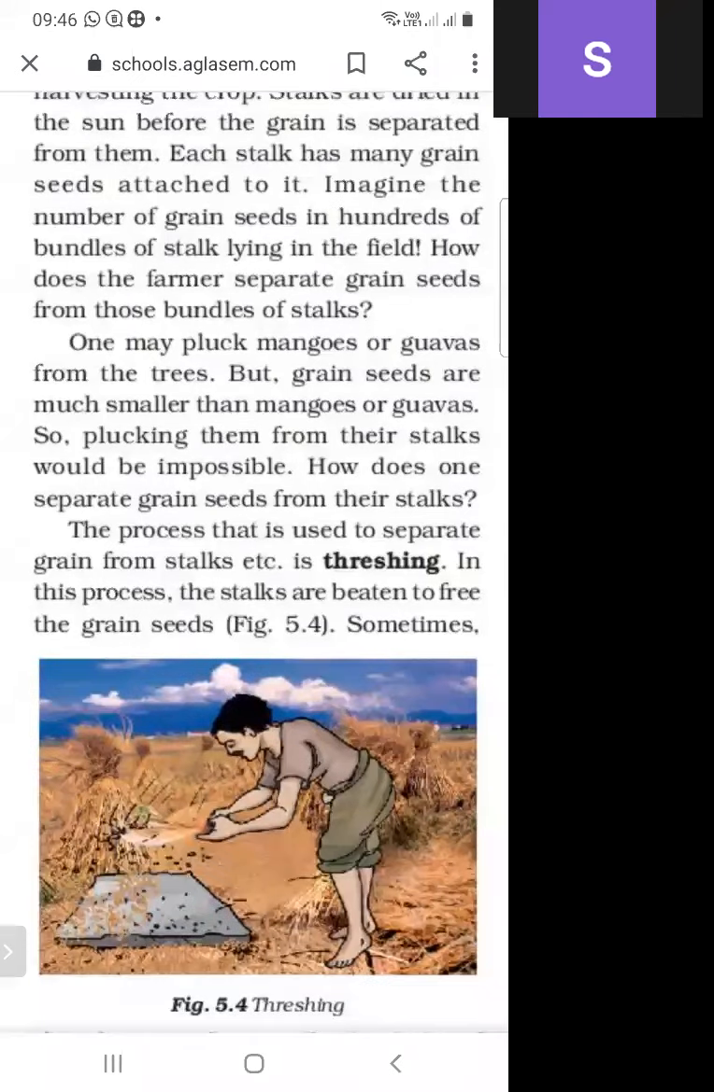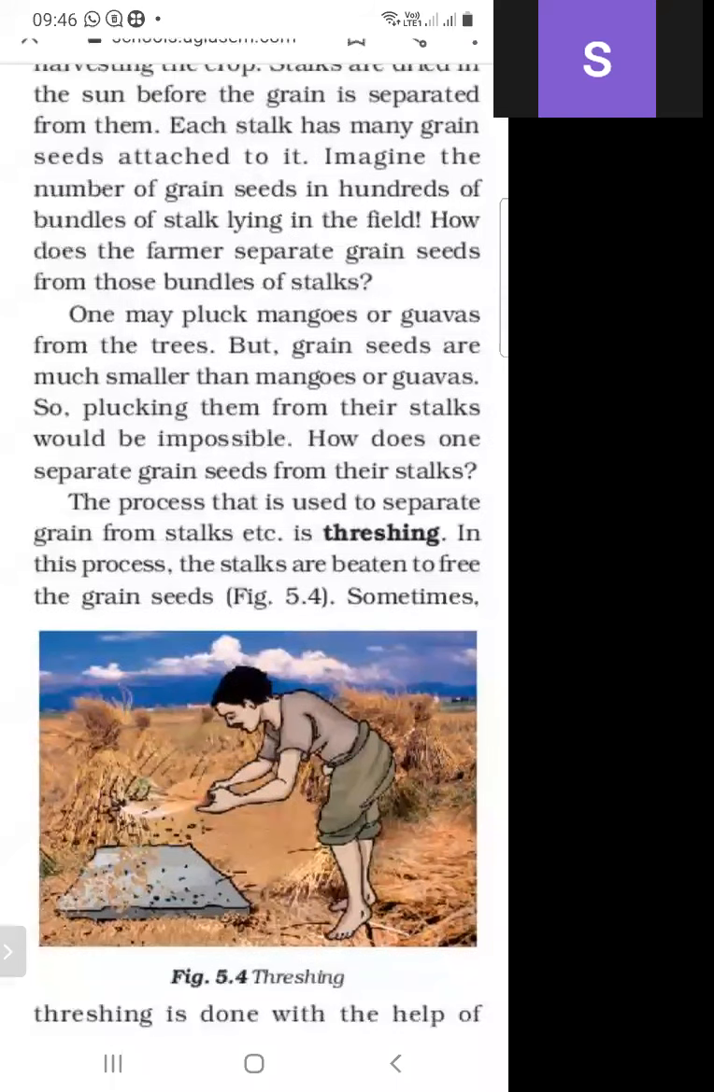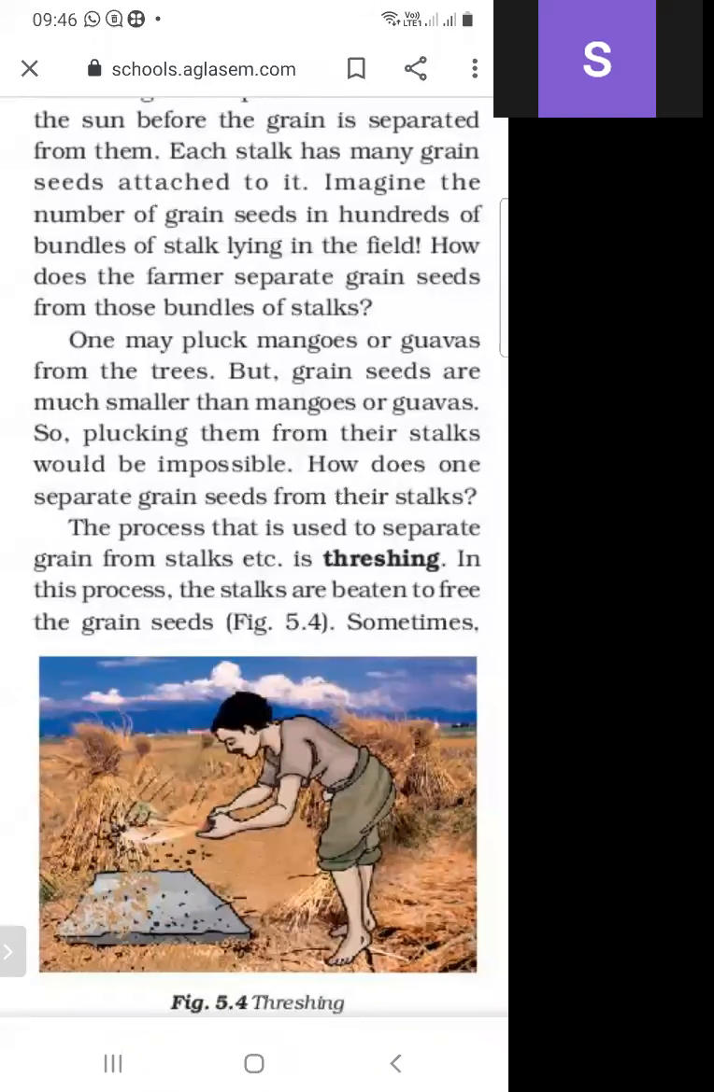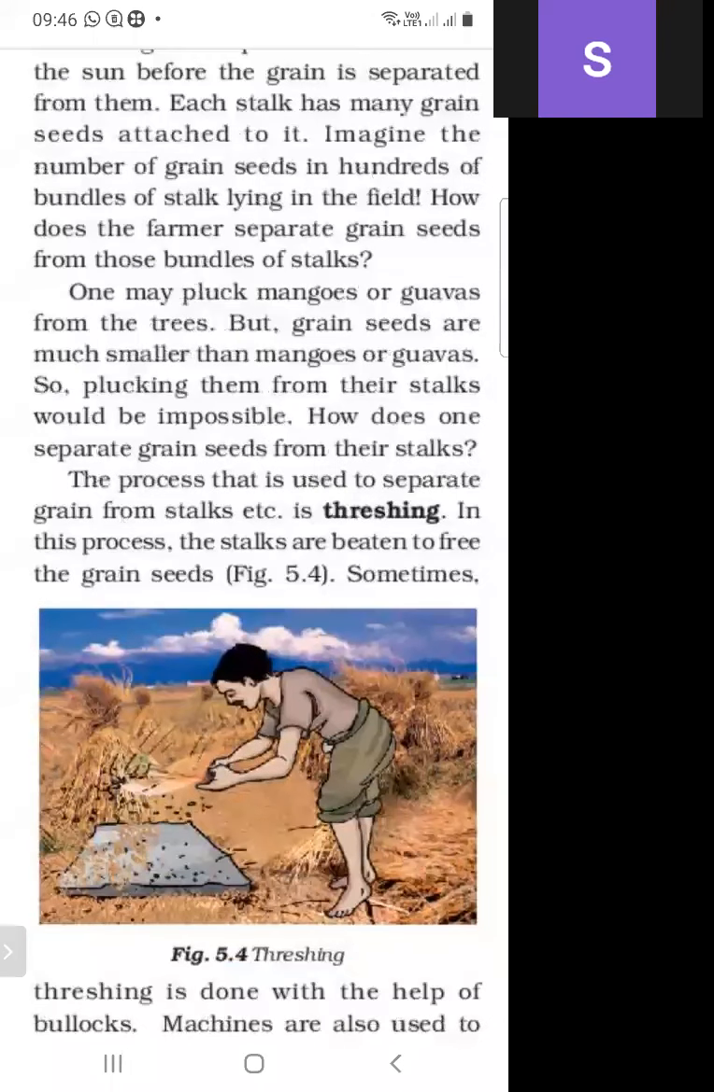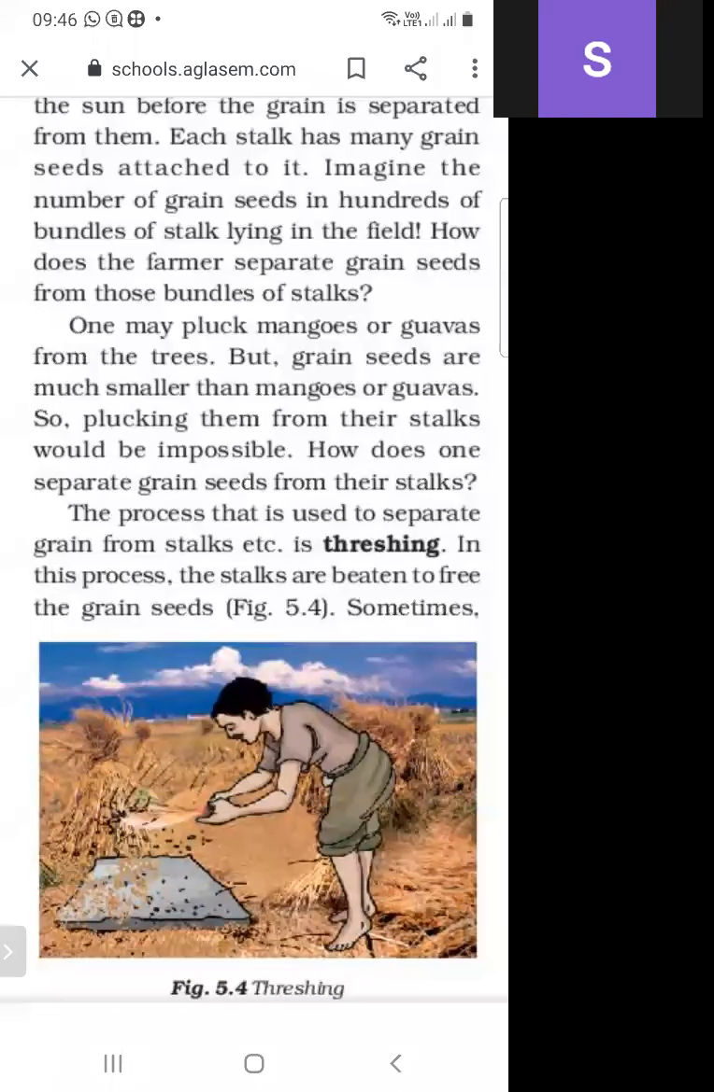We can pluck mangoes from the trees, but grain seeds are very small compared to mangoes. Plucking them from the stalks would be impossible. So how can we separate grain seeds from their stalks? We can separate them with the help of machines or with the help of bullocks. And this process is called threshing. What do you mean by threshing? The process that is used to separate grains from the stalks is called threshing.